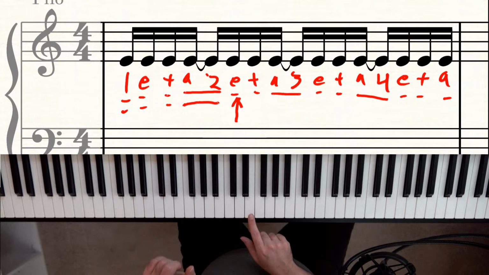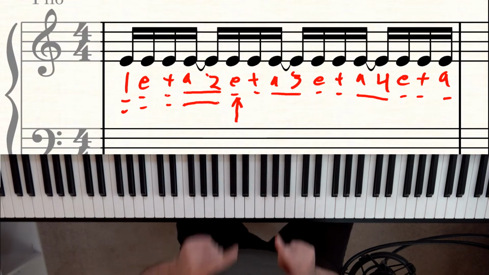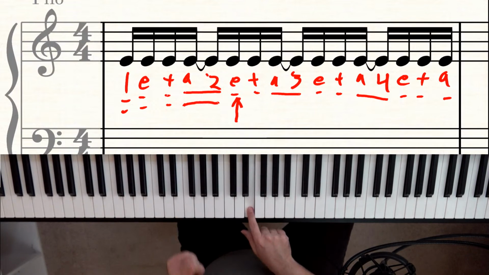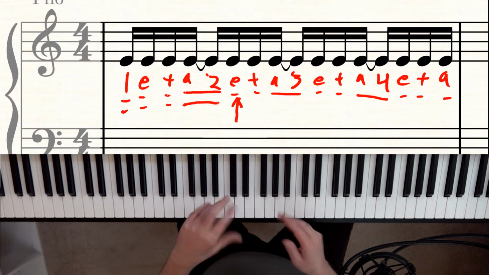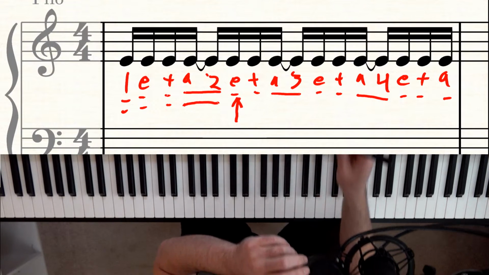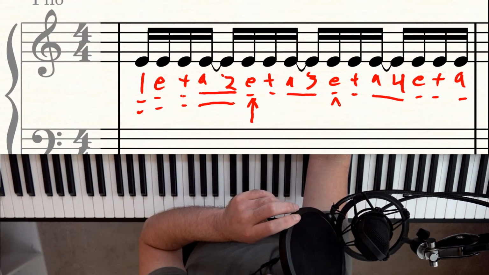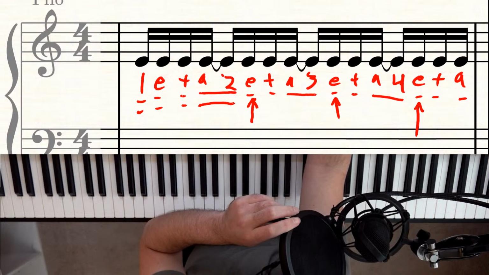Let me demonstrate. 1 E and 2 E, and that was my attack note. Boom. 1 E and 2 E and 3 E. Oh, I messed up the rest of it. Sorry. Let me chart out these attack points. Make sure I got them. I'm making it more complicated for me.